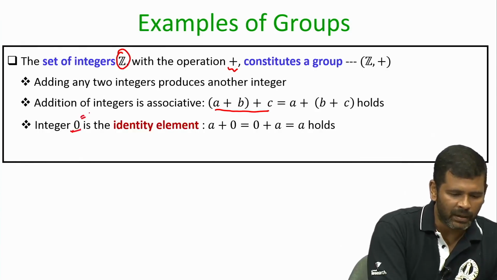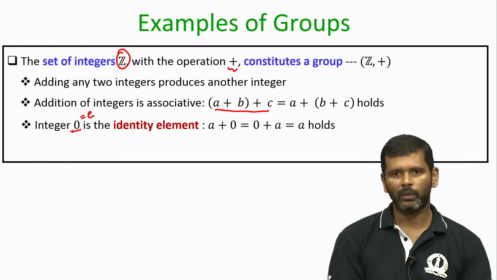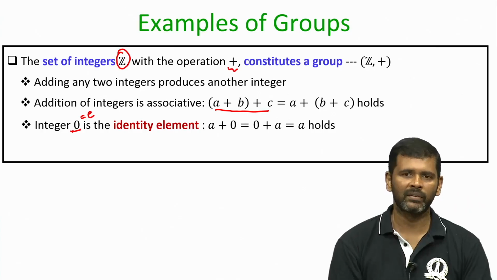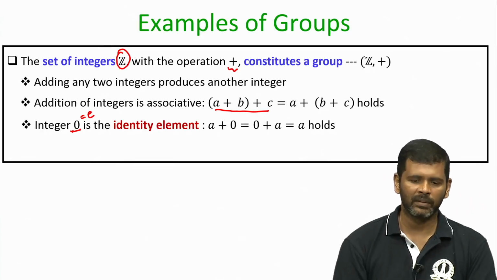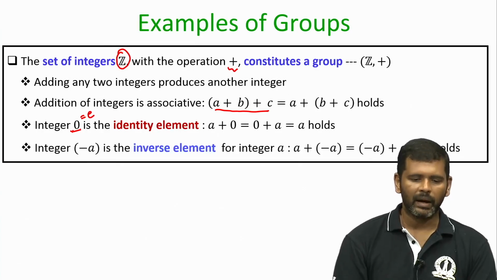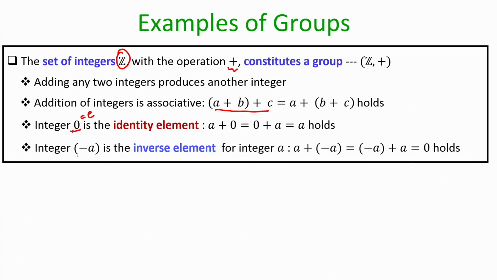So, 0 is your identity element E. Why is it the identity element? Because you add 0 to any integer A, you will obtain the same integer A. And the integer minus A will be considered as the inverse of your integer A. So, this minus A is actually A power minus 1 as per the notation. You take any integer A, its inverse is minus A, because if you add minus A to A, then the result will be 0, which is your identity element.